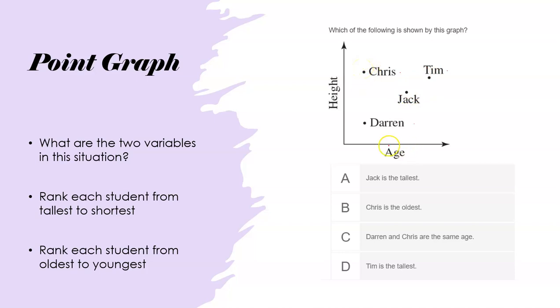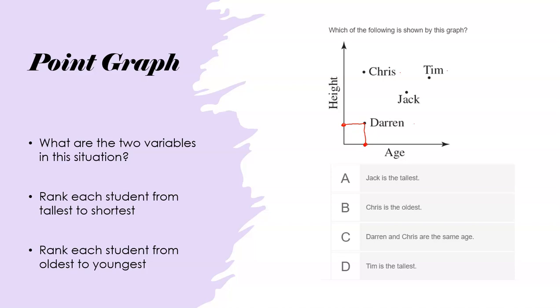On the axes we have our 2 variables. Our first variable is the age of the student and our second variable is the height of the student. For each student, I can learn something about their age and their height. So for Darren, if I want to know about his age, I'm going to go down here and read his age from the horizontal axis. If I want to know about his height, I will go across here to the vertical axis and read it there.